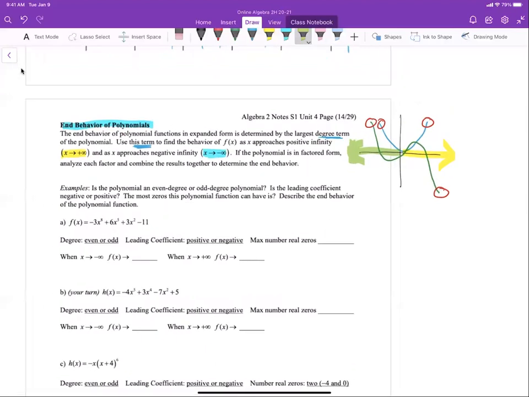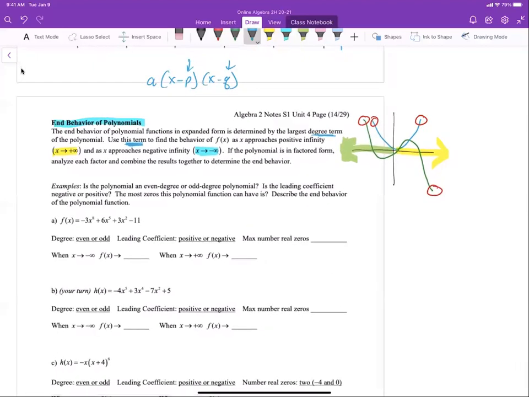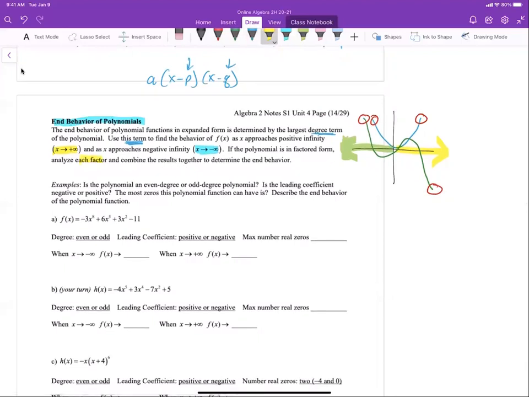All right, if the polynomial is in factored form, if you recall in our quadratics, we had factored form as x minus q. There was our factored form. Those values were our intercepts or our roots. We actually could quickly determine what the solution was for that particular quadratic. So if a polynomial, maybe it's to the sixth power, is in factored form, we could analyze each factor and combine the results together to determine the end behavior, okay?